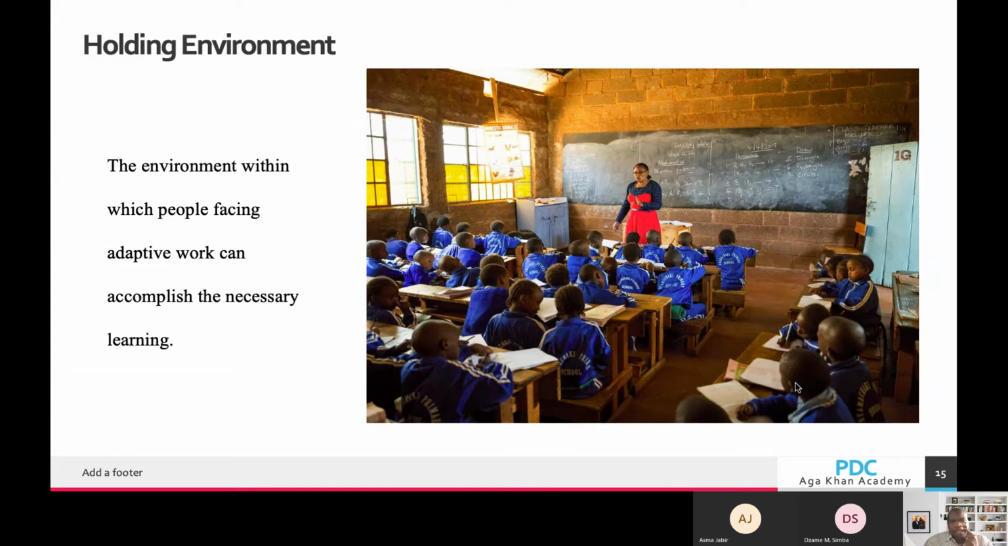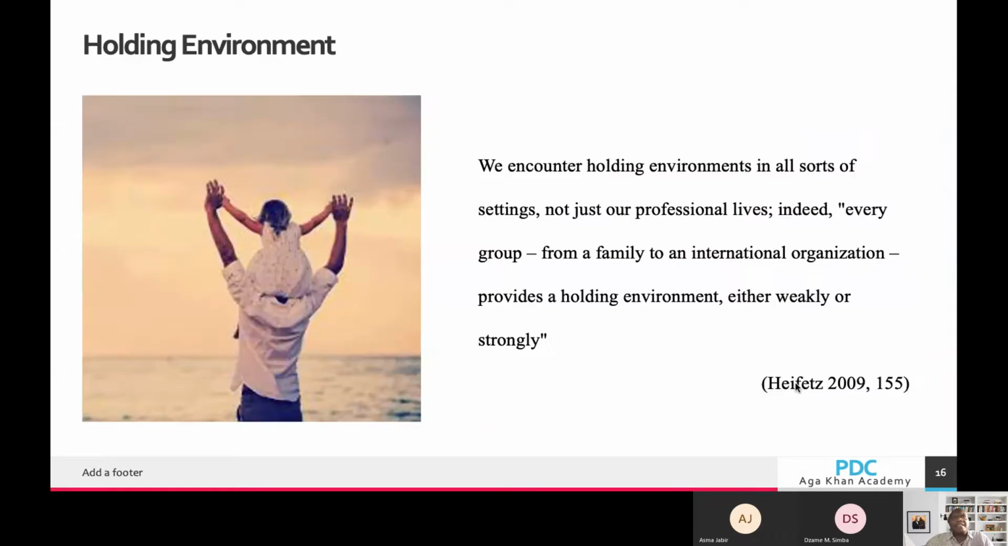So that everybody is feeling safe. And we are reminded the same on the holding environment, that we encounter holding environments in all sorts of settings, not just our professional lives. Indeed, every group from a family to an organization provides a holding environment either weakly or strongly. So it's like a safety valve in how we handle our people.